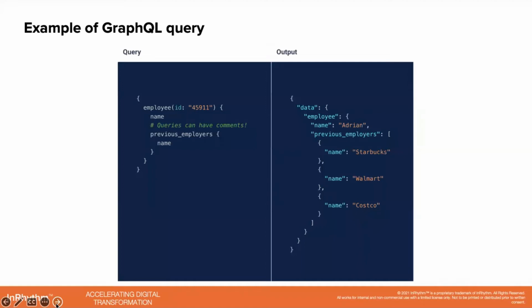This is really cool because this employee may have 50 different fields, and why do I need to fetch 50 fields if I only need the name, right? So it's really cool to create such a short query and get this expected output.